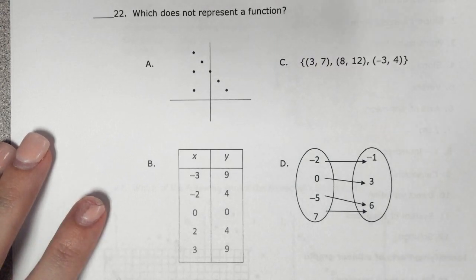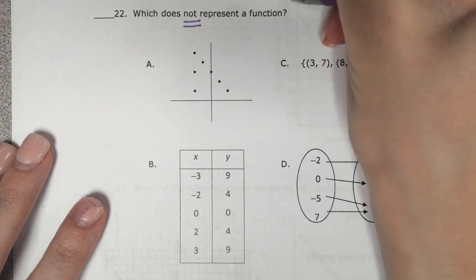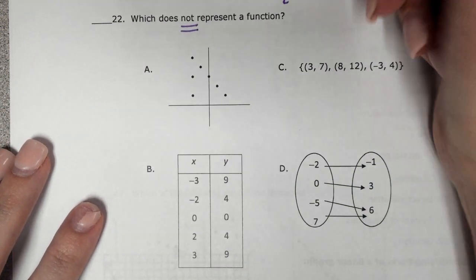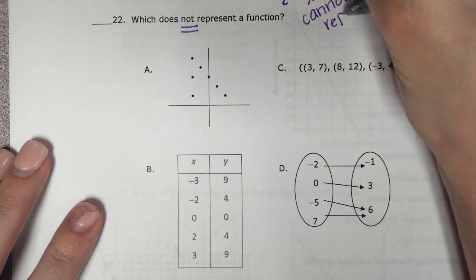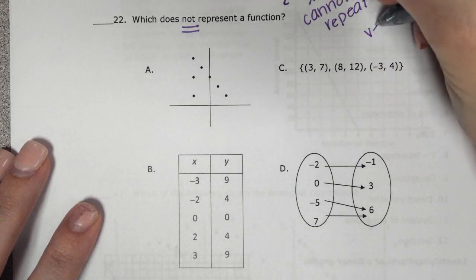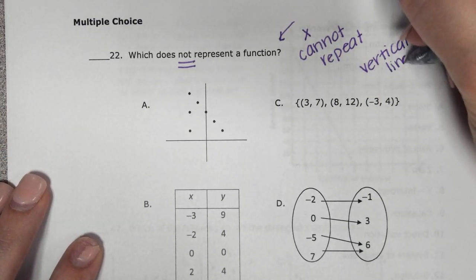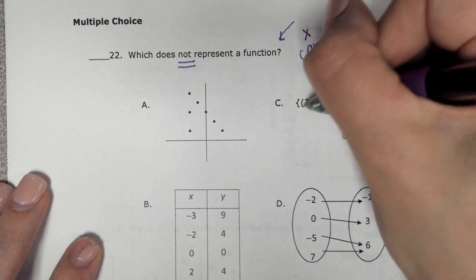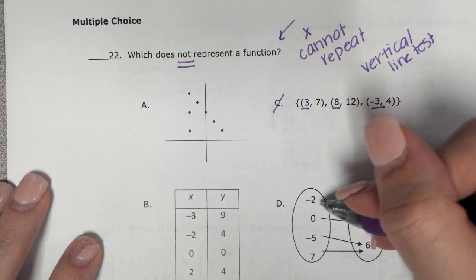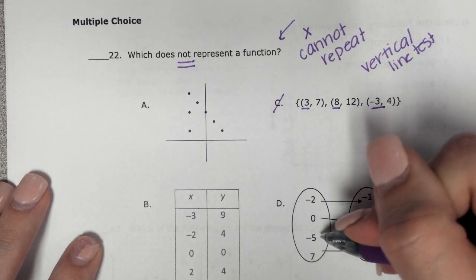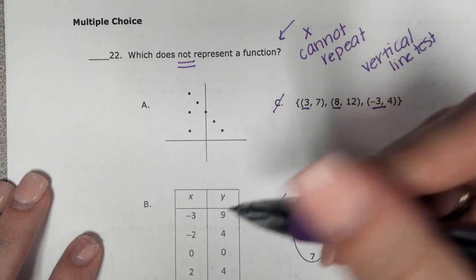So which does not represent a function? That keyword is not. For a function, you can't repeat your x's. X cannot repeat. We also have the vertical line test. So 3, 8, -3, that is a function. -2 to -1, 0 to 3, -5 to 6, 7 to 6. The x does not repeat, that is a function.